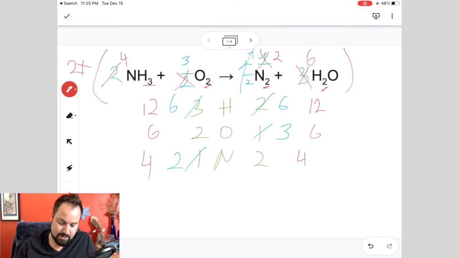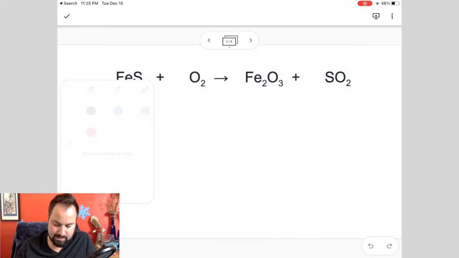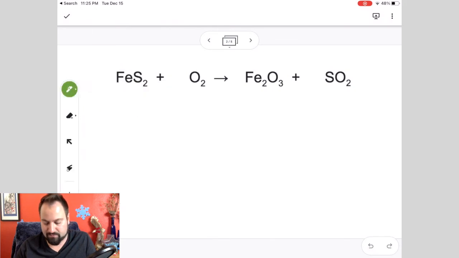Okay, let's move on to our next one. Our next one here, we have iron, sulfur, and oxygen. Again, we have a diatomic, so we know eventually we're going to do that shtick. And we're going to leave that to the end. Also, we want to leave it to the end because you can see it appears in more than one place, making it a little bit more complicated. So that one's going to be last.